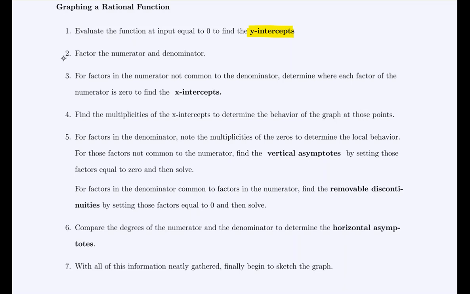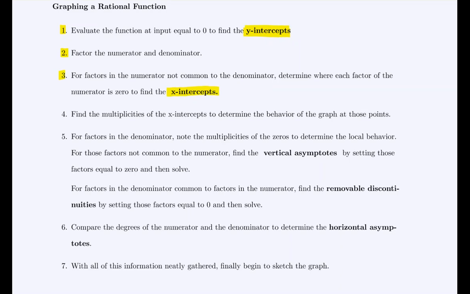Then you would factor the numerator and denominator. Now, factors in the numerator that are not common to the denominator are going to help us find the x-intercepts. We'll see examples of this. And let's add something. At step 2, you might write down the domain of the function once you have it factored. That's going to be important to have.